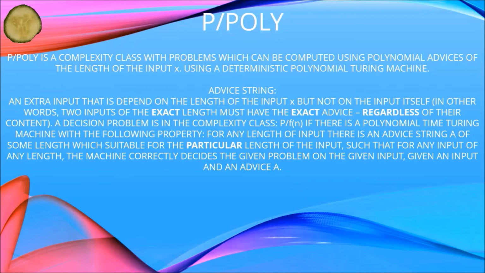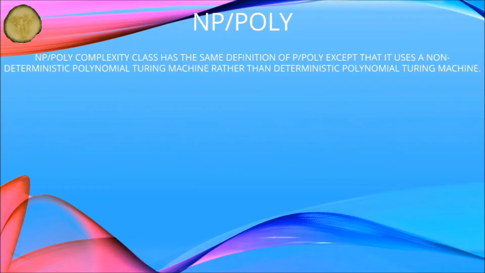A decision problem is in the complexity class P/poly if there is a polynomial time Turing machine with the following property: for any length of input, there is an advice string A of some length which is suitable for that particular length of the input, such that for any input of that length, the machine correctly decides the given problem on the given input and advice A. And the NP/poly complexity class has the same definition as P/poly, except that it uses a non-deterministic polynomial Turing machine rather than a deterministic polynomial Turing machine.